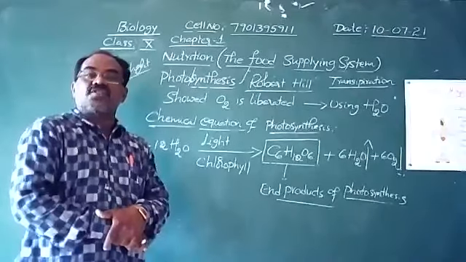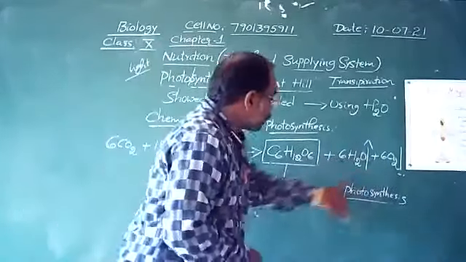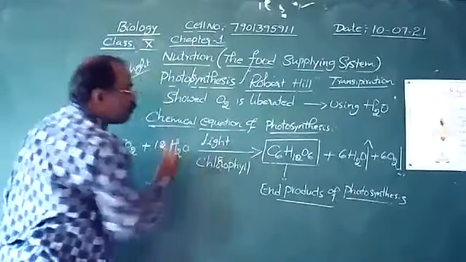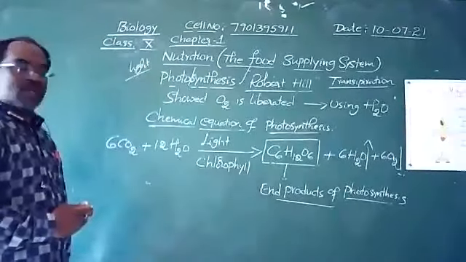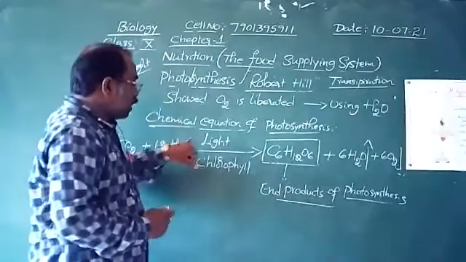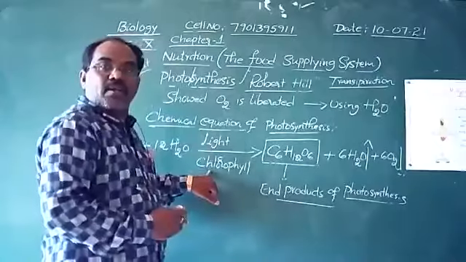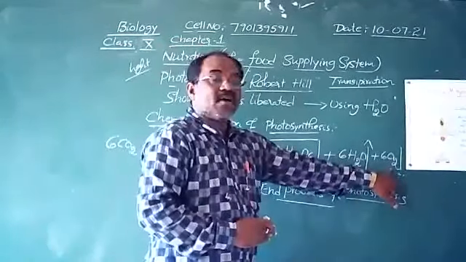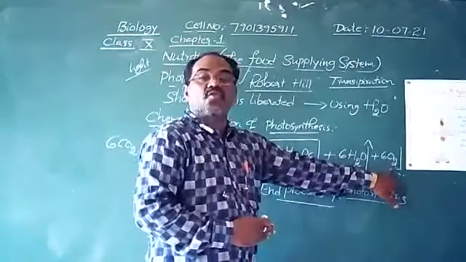Glucose and oxygen. These are the end products of photosynthesis. The essential factors of photosynthesis are carbon dioxide, water, sunlight, and chlorophyll. And the products of photosynthesis are glucose and oxygen. Write down this equation, very, very important, my dear students, from the examination point of view. Write down all of it.